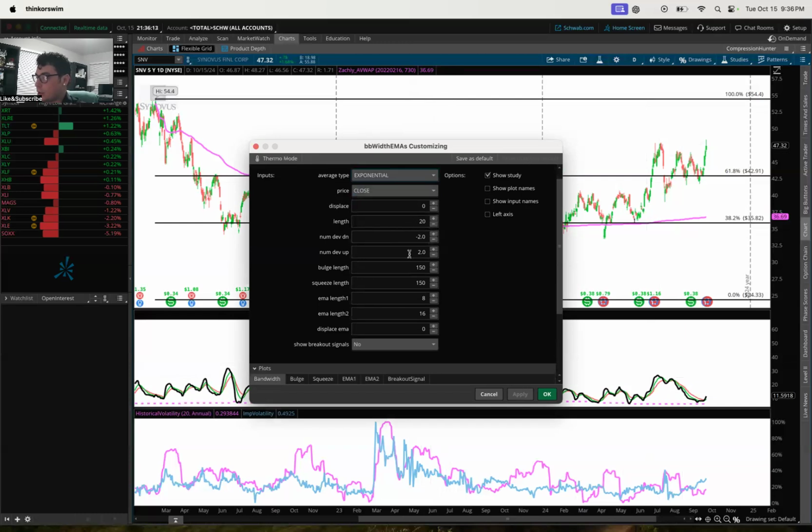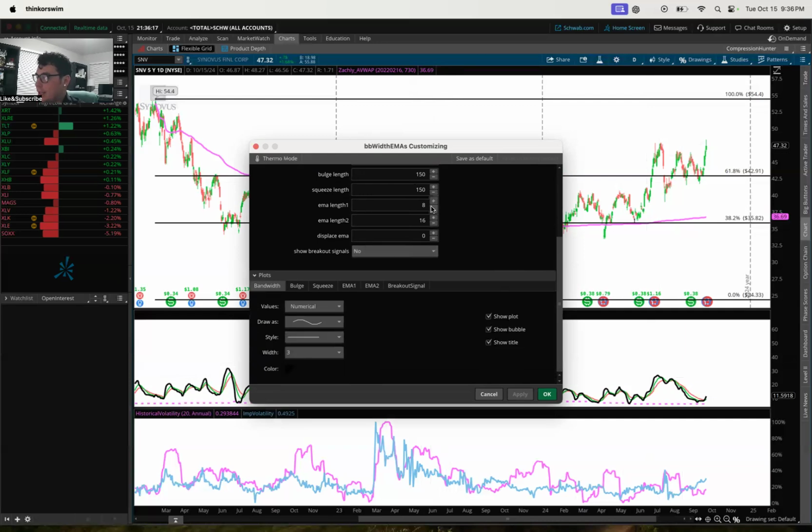You can also customize the Bollinger Band width to help measure. You can change the EMA length. So by default, this is at the 8 and 16. That's what this strategy is built on. And then you can change everything else in here as well.